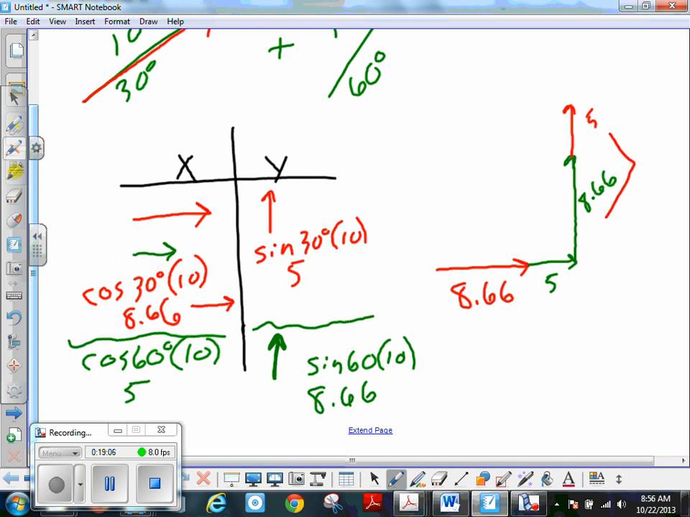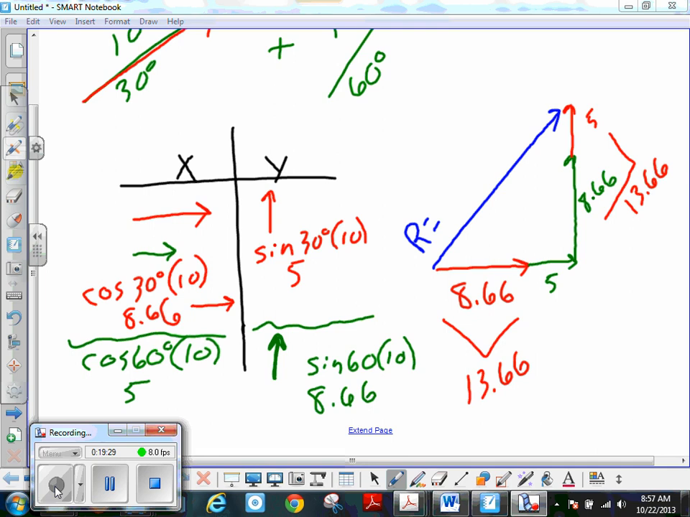So now we have these two sides here, 13.66, both of them. And then 13.66 squared plus 13.66 squared, take the square root of that, and you get the actual resultant. Okay? So that number is 19.32. And then we have to put an angle.